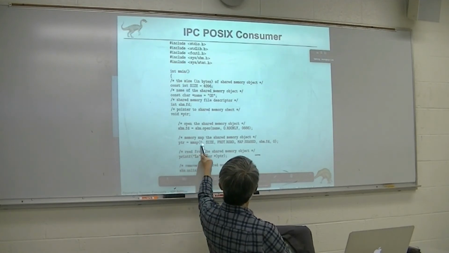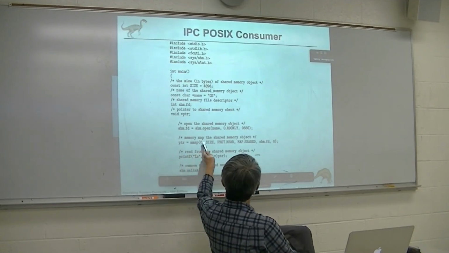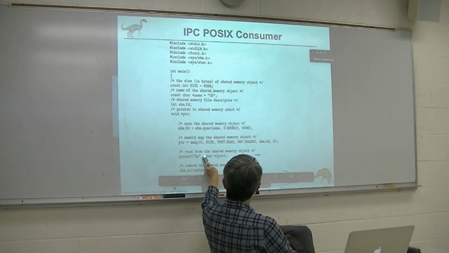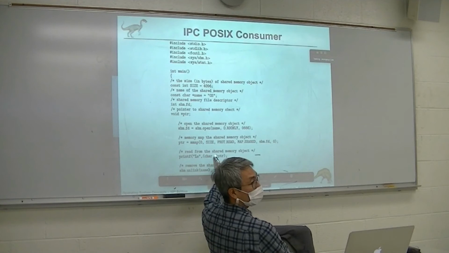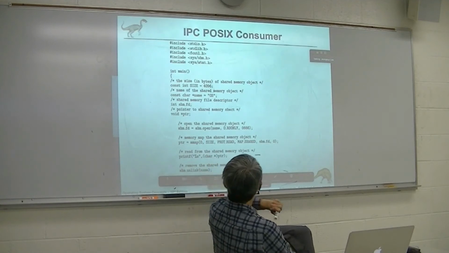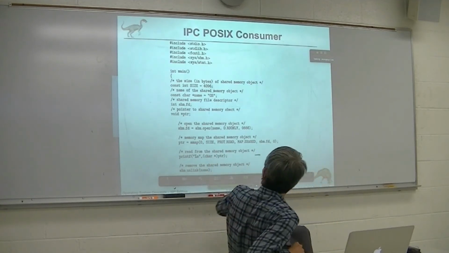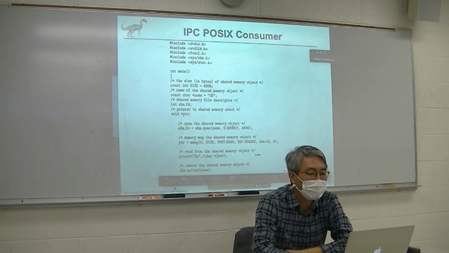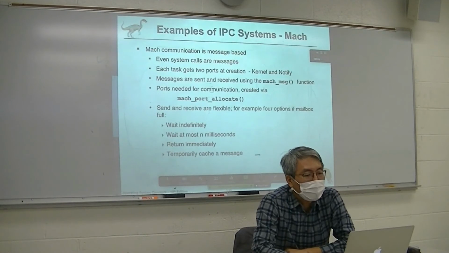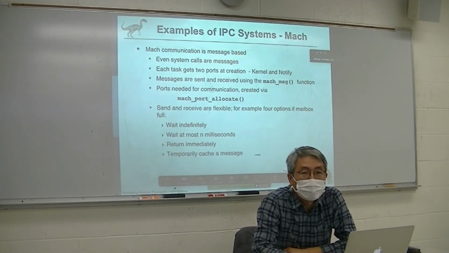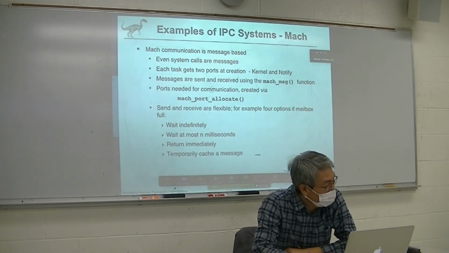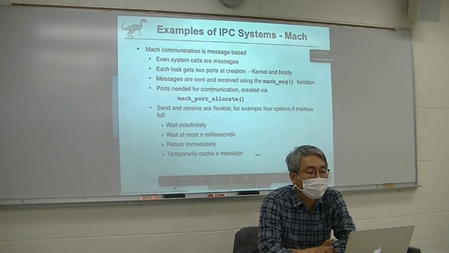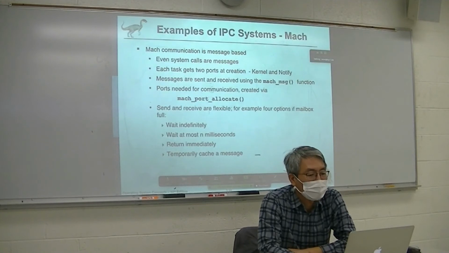Then you can create the pointer of that memory map. Then you can read. After you read, this is just a pointer, right? Then display the message. After everything is done, remove the shared memory object only. In the case of Mach, the microkernel on macOS, they are using the Mach port allocate and Mach message system library.